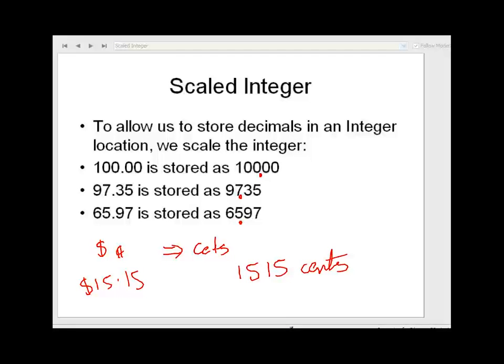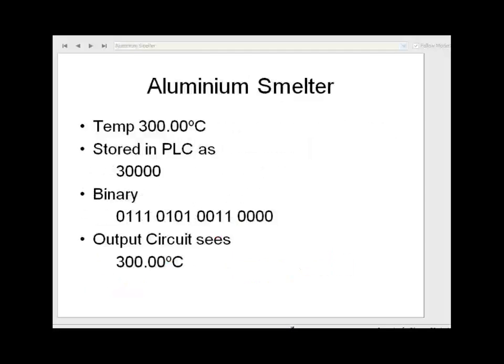So it's a bit like, instead of thinking about dollars and cents, just think about the cents. And so inside the PLC, we store 1515. 1515 is an integer. We can store that happily in an integer location. Here is a true example of something that happened to me one time.